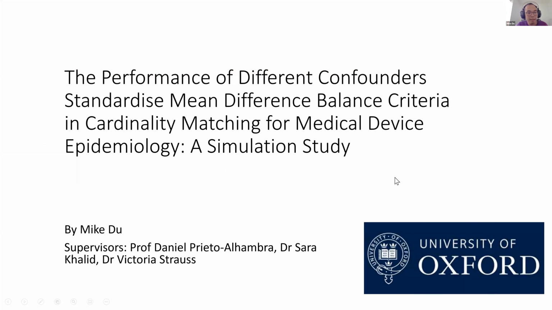Hi everyone. I'm a DPhil student in Professor Daniel Prieto-Alhambra's group at the University of Oxford. And the title of my presentation today is The Performance of Different Confounder Standardized Mean Difference Balance Criteria in Cardinality Matching for Medical Device Epidemiology.